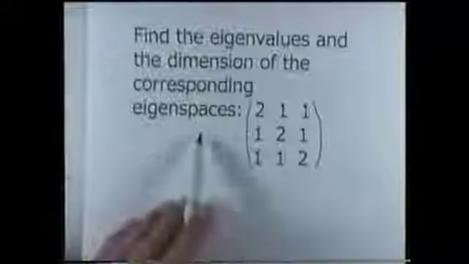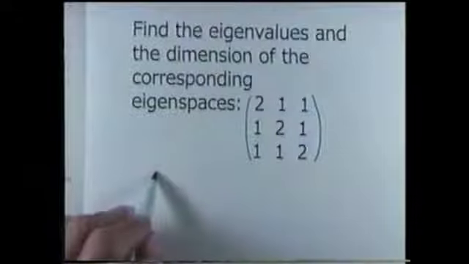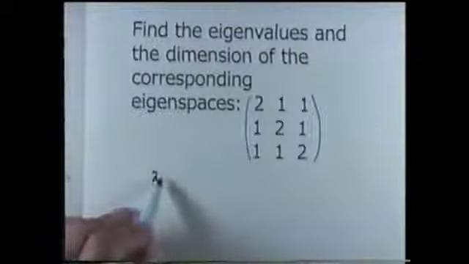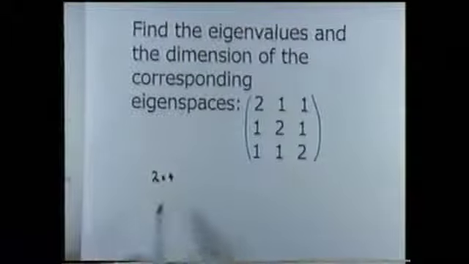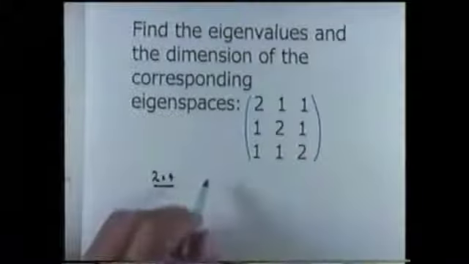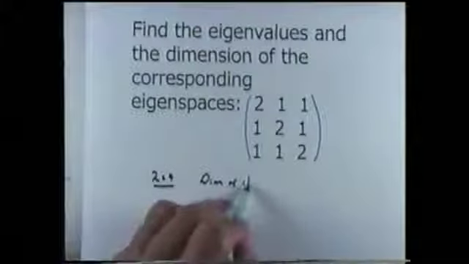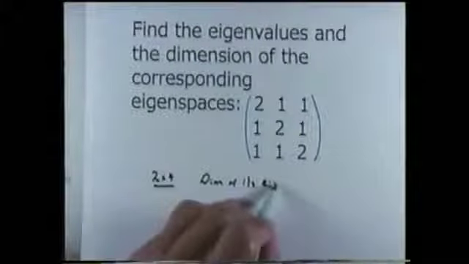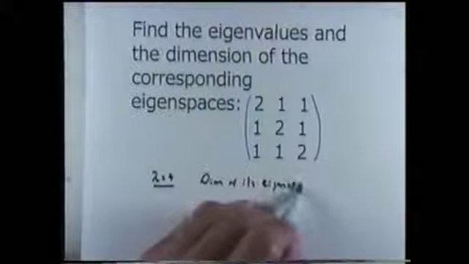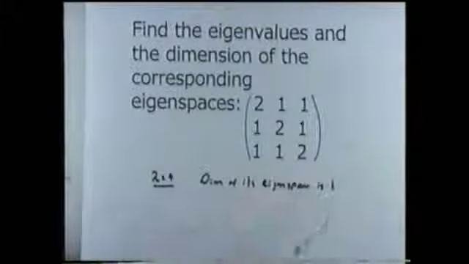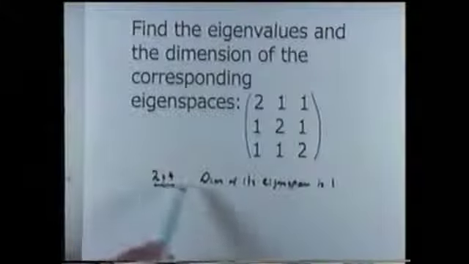So let's go back to the problem. It said find the eigenvalues and the dimensions of the corresponding eigenspaces. Well, lambda equal to 4 is an eigenvalue. The dimension of its eigenspace is 1 because 4 was a unique root. It only occurred one time. This root had multiplicity 1.